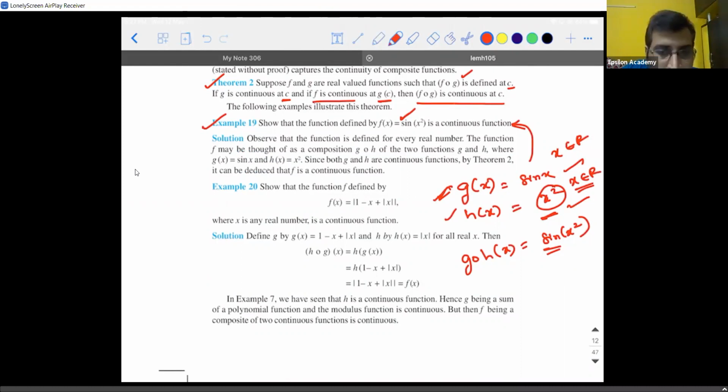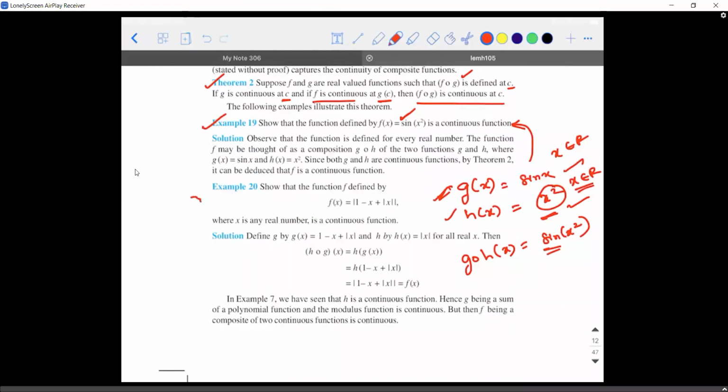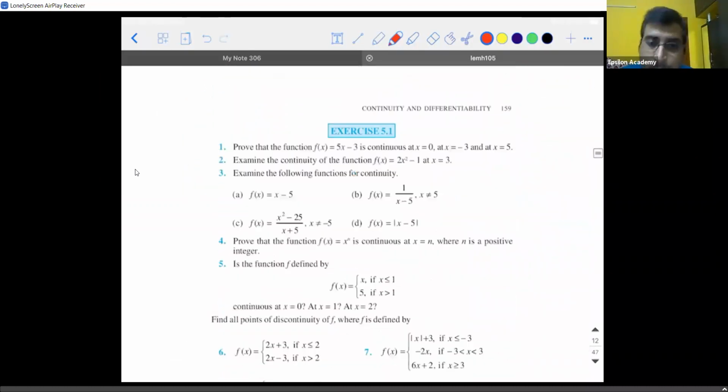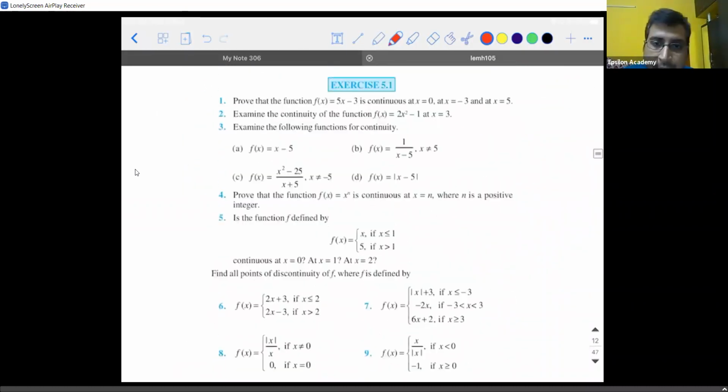Are you clear with this? Yes, sir. So this 20th one I will explain after two more problems. Let's do it a little faster. I'll give you the outline alone. Please make a note. If you have your textbook, please make a note, or else in your notes itself, write down the hint.